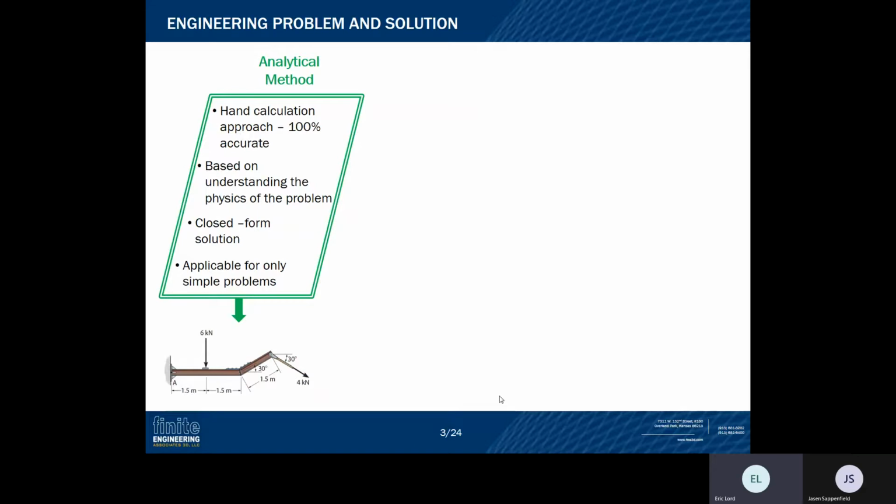So it's as close as we can come based on certain assumptions and so on. Again, it's based on understanding the physics of the problem, if you will, and it's applicable to really only simplistic problems. So if we have a beam or a shell or a plate, we have closed form solutions for those, and that's quite easy to solve.